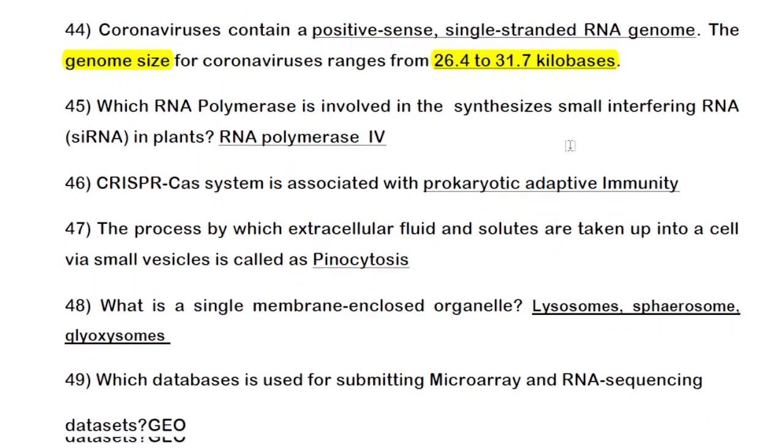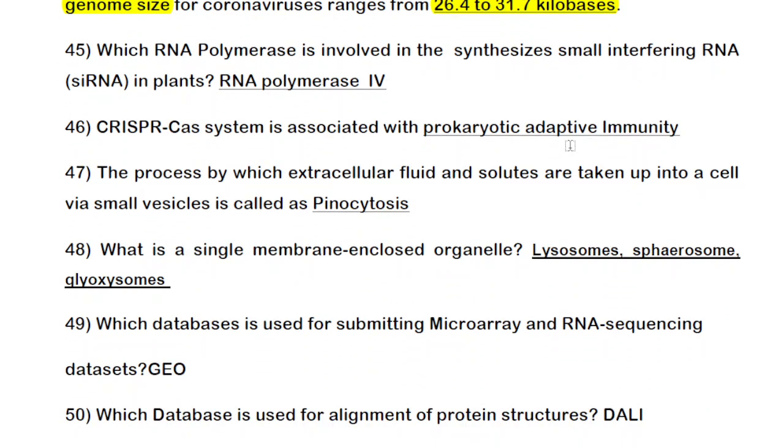Okay, question number 45. Which RNA polymerase is involved in the synthesis of small interfering RNA, that is siRNA, in plants? It is RNA Pol IV. You need to tell me which RNA polymerase is involved in transcribing transfer RNA. Okay. 46. CRISPR-Cas. You need to tell me the full form of CRISPR-Cas in the comment section. Each one you need to tell me.